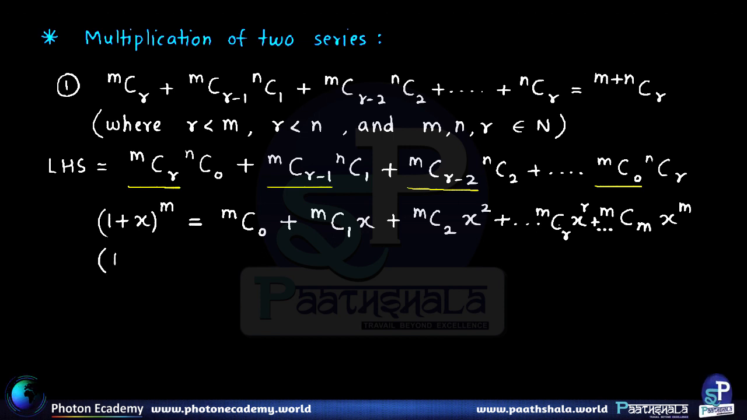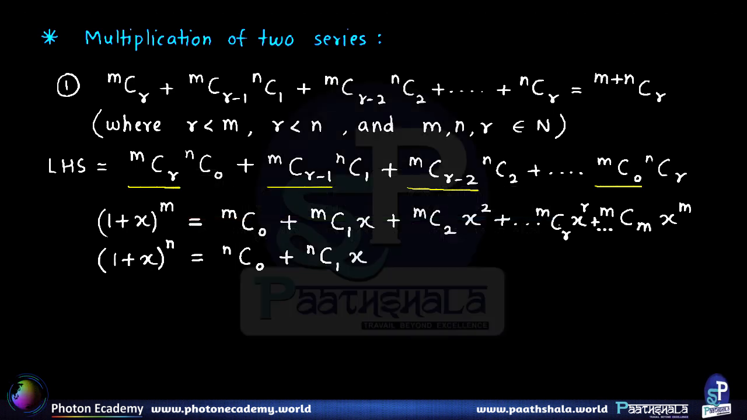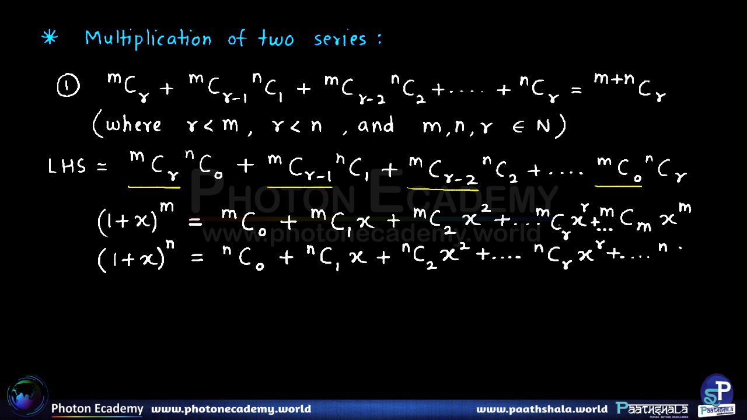Now let's consider another series in which instead of m we have n as the index. So here what happens is, let us rewrite the terms once again. Here we will have, instead of m we will have n, NC0 plus NC1 times x plus NC2 times x square plus so on. Somewhere we will have a general term NCR x raised to r plus so on to finally NCn x raised to n. Now let's try to see what each product means.